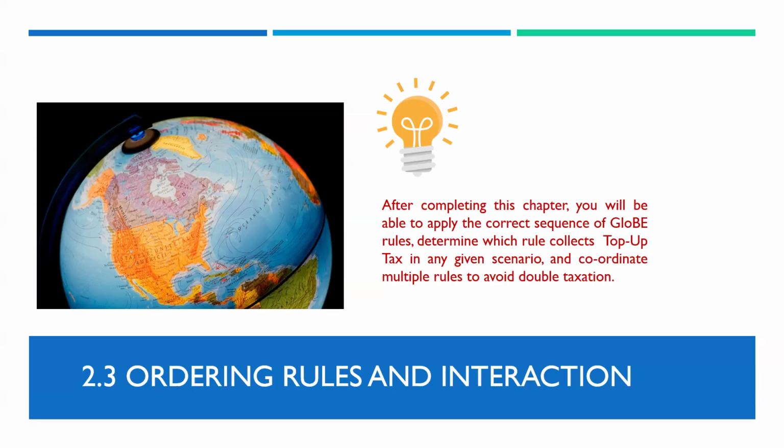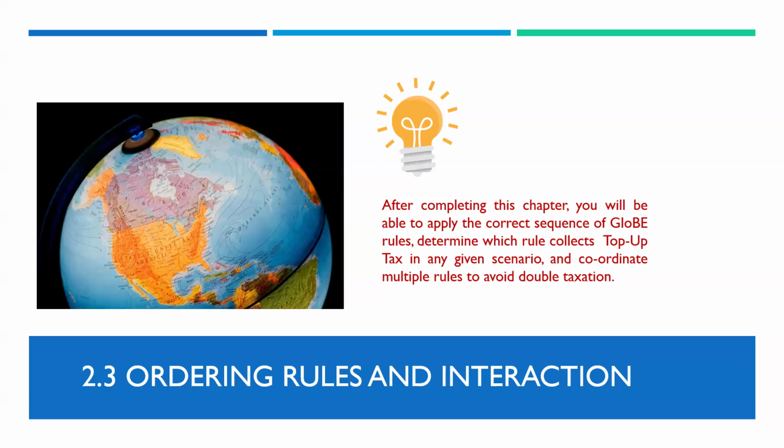Yes. So we learned about various charging mechanisms, right? There were a lot of charging mechanisms that were discussed in the last few classes. One was IIR, and then there was UTPR, and then there is QDMTT. We know how it is calculated, right? What are the charging mechanisms? IIR is collected by UPE, UTPR is collected by other constituent entities which have a qualified UTPR status, and QDMTT is collected by the jurisdiction of the low tax constituent entity.